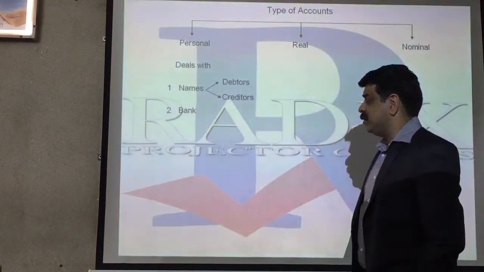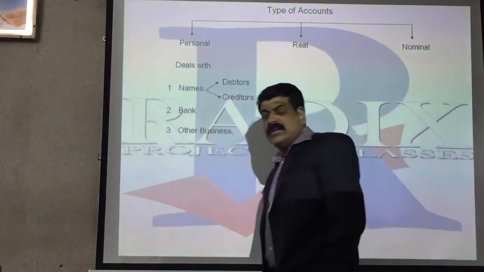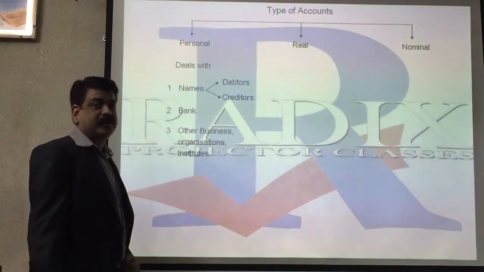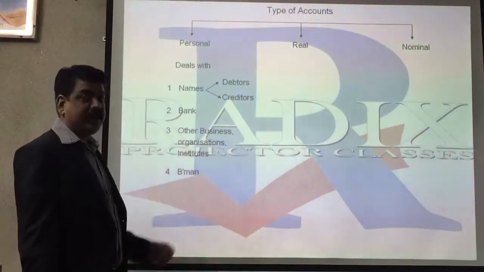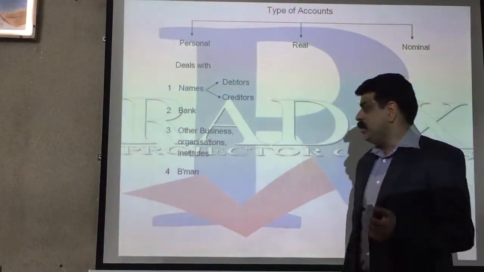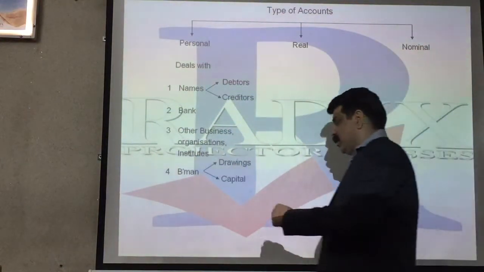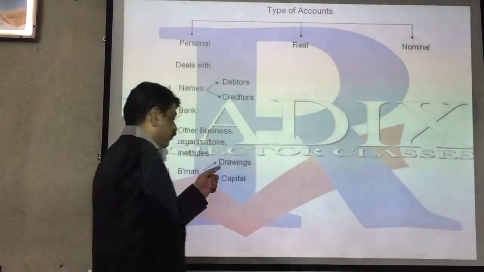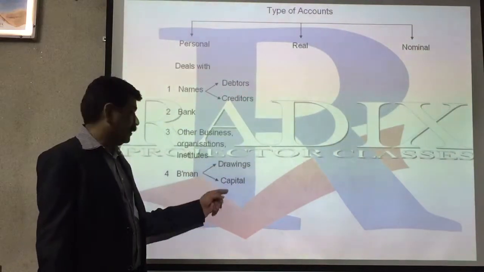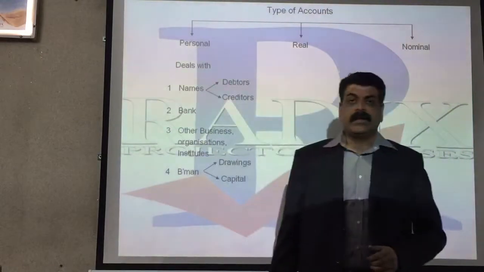The third type of personal account is the other businesses, the other organizations, and the other institutions. The fourth type of account is businessman. Businessman is a separate entity as compared to business. So here businessman has two categories of account. The first category is drawings, and the second category is capital. Drawing means when the amount of cash or goods are withdrawn by the businessman for personal use. And capital is the amount brought in by the businessman to start a business.